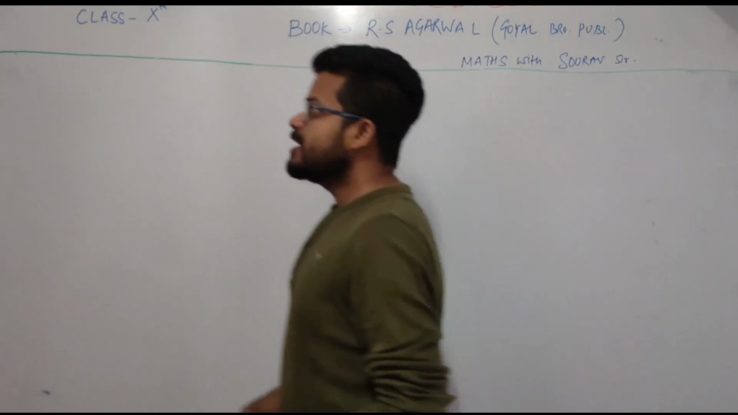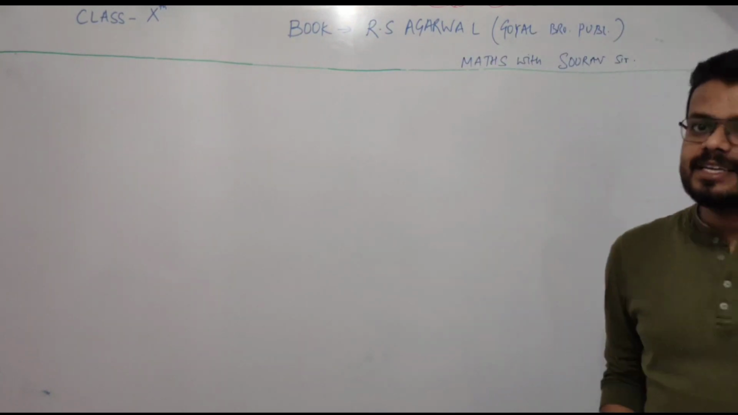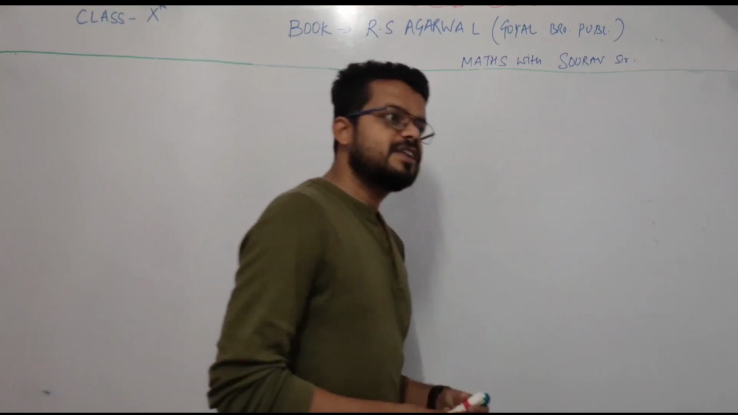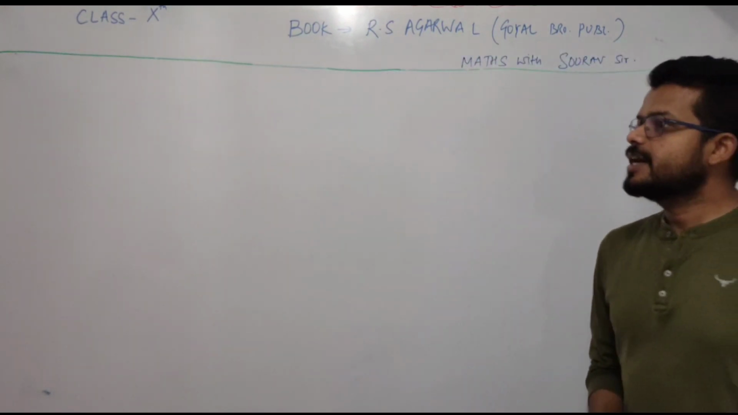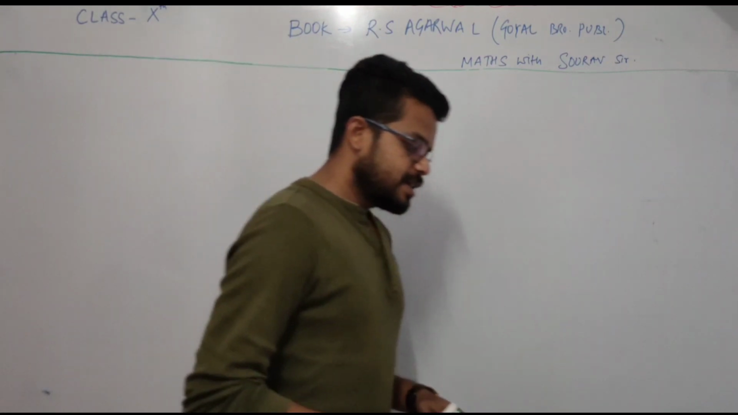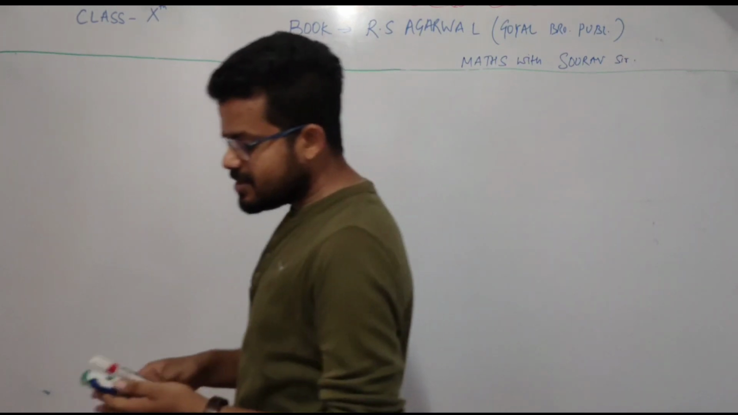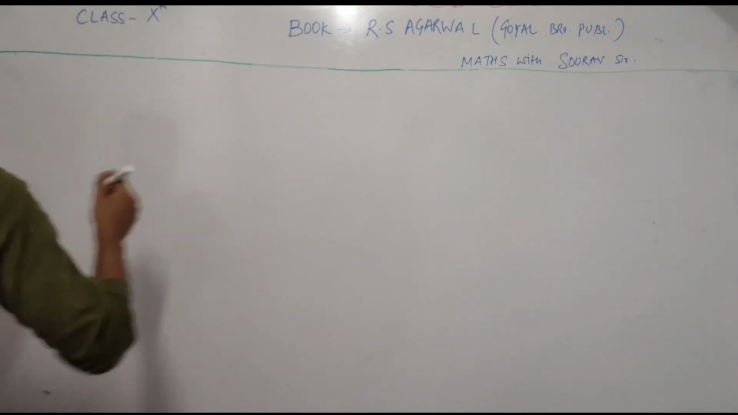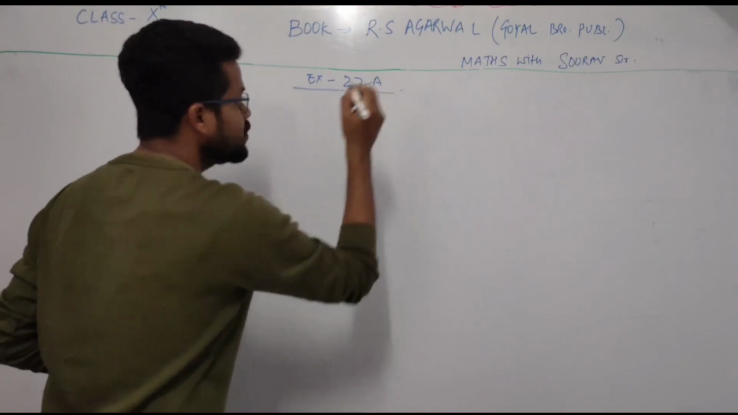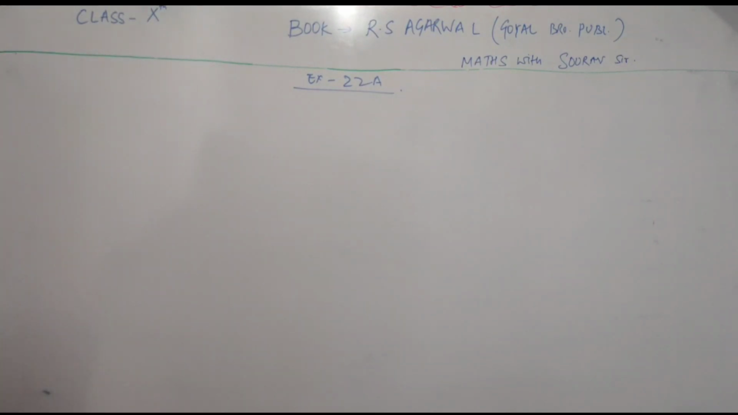Students, we already discussed the trigonometrical identities, in which we covered trigonometrical ratios, quotient relations, and square relations. Now in today's class we will solve some exercise problems, and the exercise number is 22A. So let's begin.